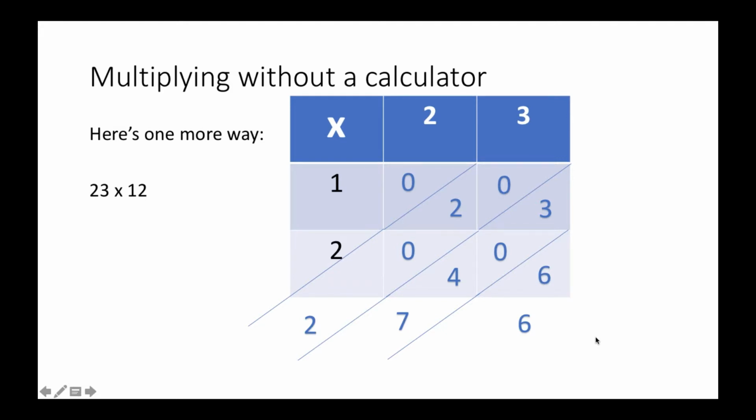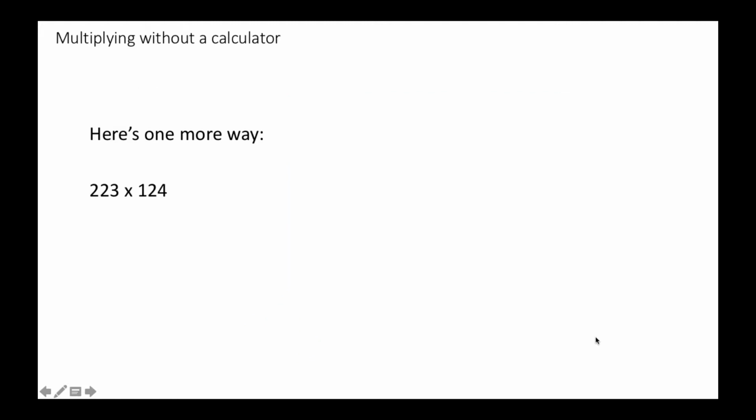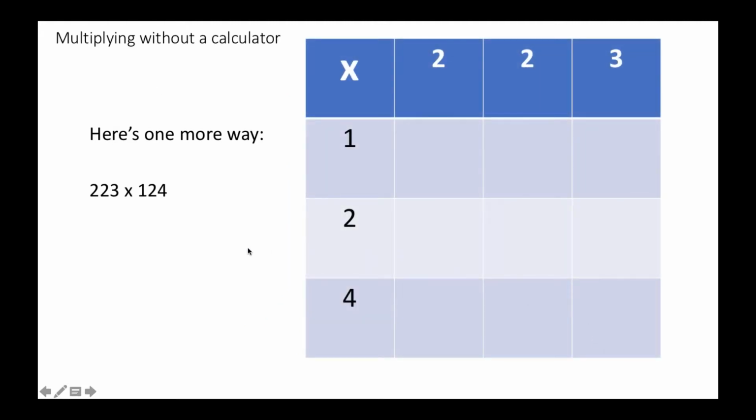If you check the work from before, you will see that it's the same answer. So let's try this larger one now. We've got 223, so I've just written 2, 2, 3, and 124, 1, 2, 4. Don't forget to put in all your lattice lines. Then we're going to multiply across. 1 times 2 is 2. 1 times 2 is 2, and 1 times 3 is 3. So we're just doing this number multiplied by everything. Then this number multiplied by everything.